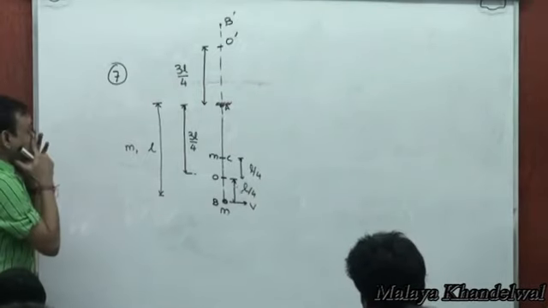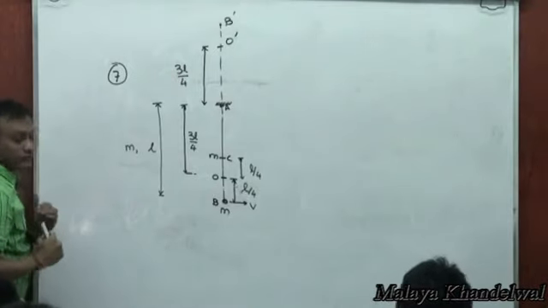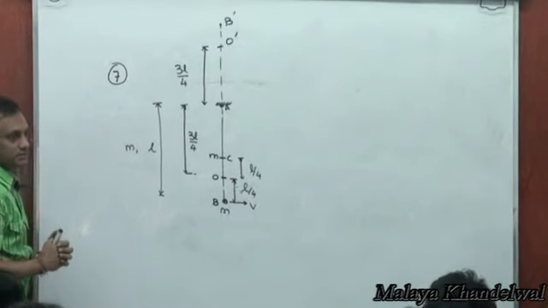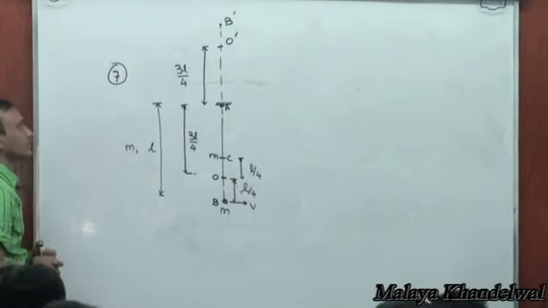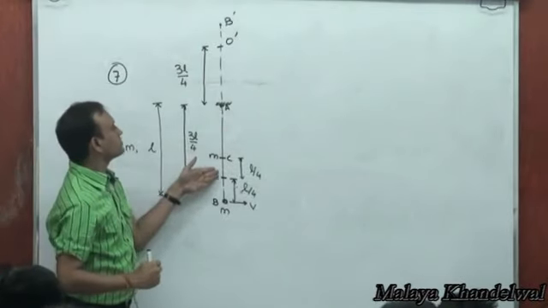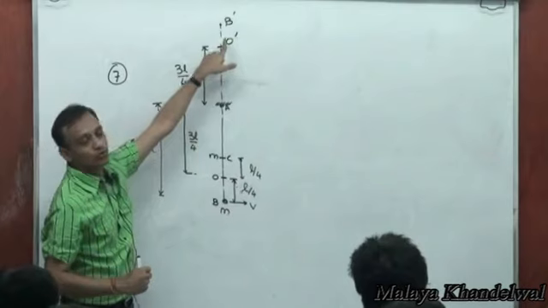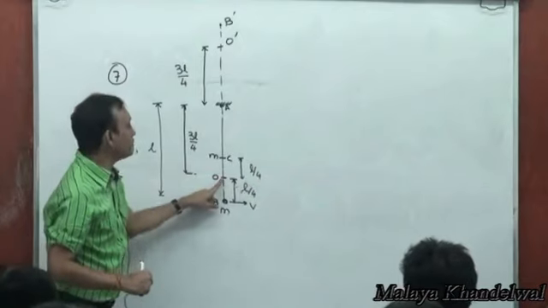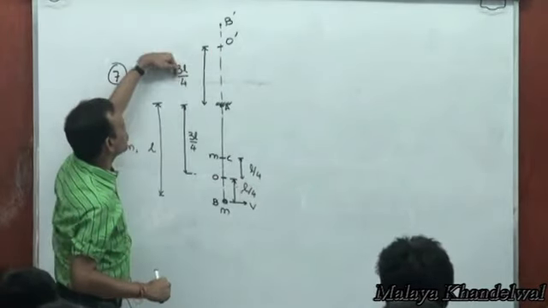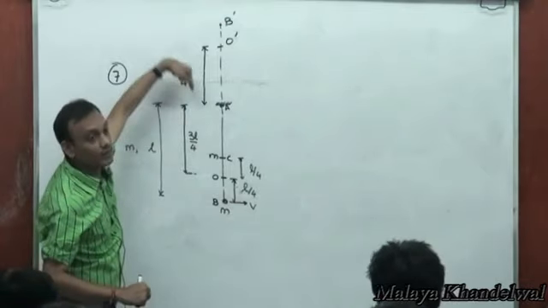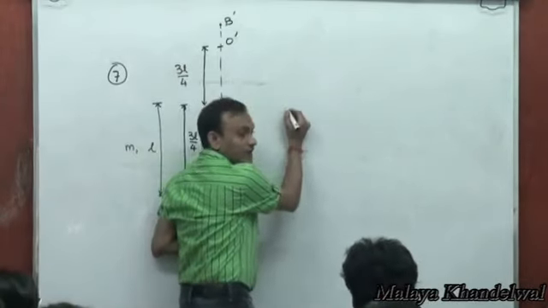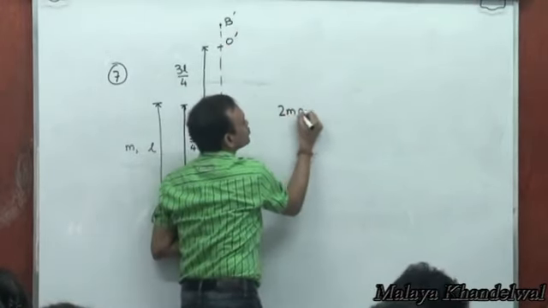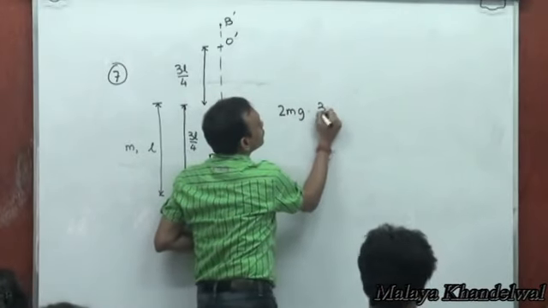Right? So then, energy principles, right? Energy principles. What's the gain of potential energy when O goes from O to O prime? You can imagine a total mass 2m to have got elevated by an amount 3L by 2. 3L by 4 plus 3L by 4, 3L by 2. So what's the total gain in potential energy if it has to just go about in the vertical? So it's going to be 2 mg into 3L by 2.